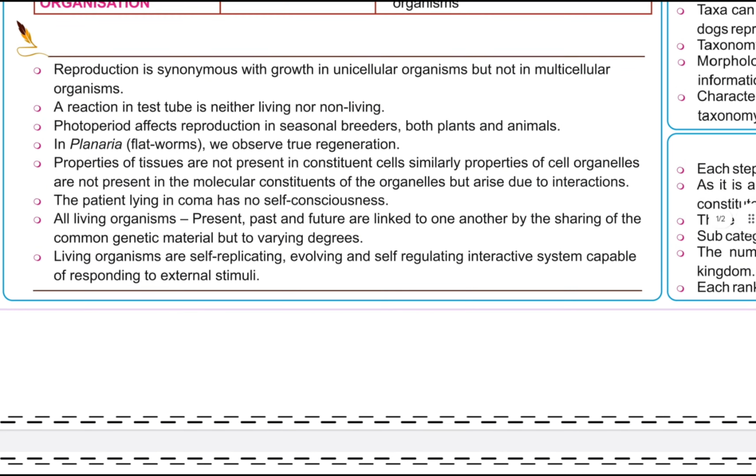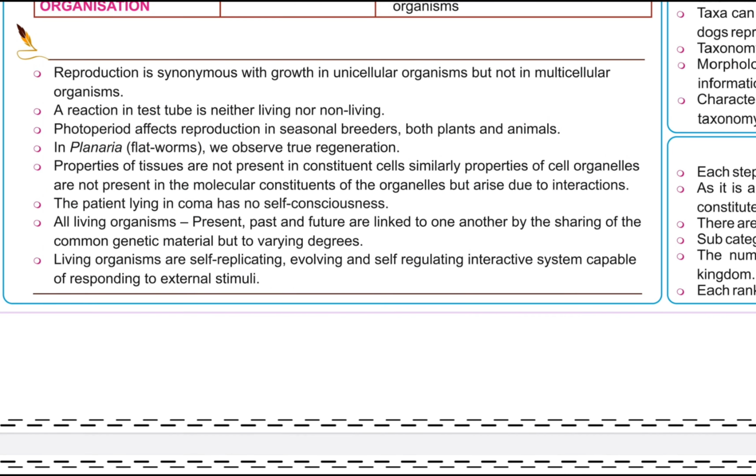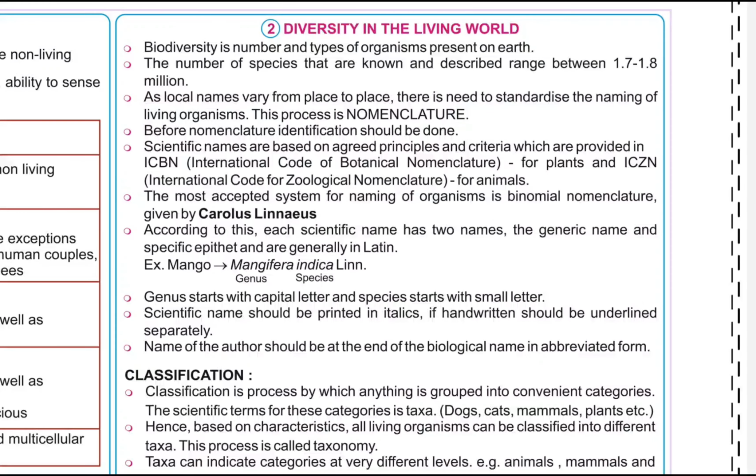All living organisms, present, past and future, are linked to one another by the sharing of the common genetic material, but to varying degrees. Living organisms are self-replicating, evolving and self-regulating interactive systems capable of responding to external stimuli. Diversity in the living world. Biodiversity is the number and types of organisms present on Earth. The number of species that are known and described ranges between 1.7 to 1.8 million.